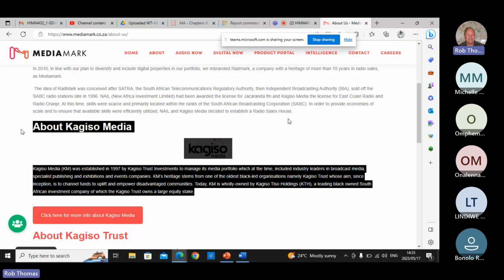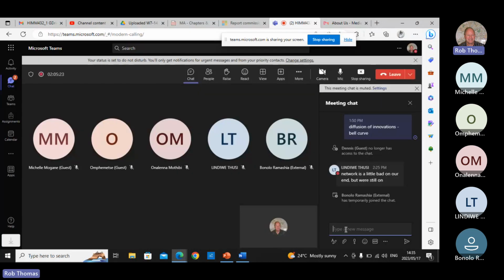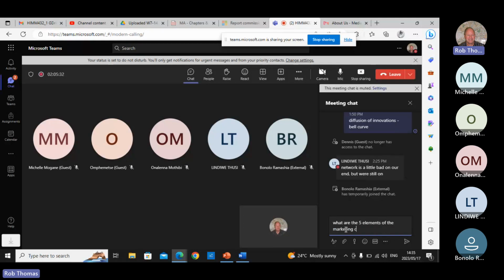And now take it back to, what are the 5 elements again of the marketing communications mix? Do you guys know what those are? You can see that Kagiso Media very much does that over there. So I'm going to put the question over here to you. What are the 5 elements of the marketing communications mix?